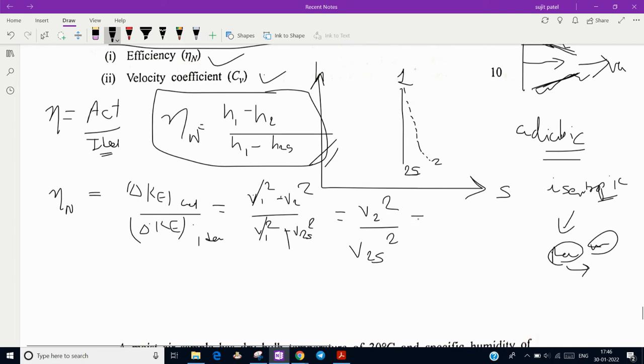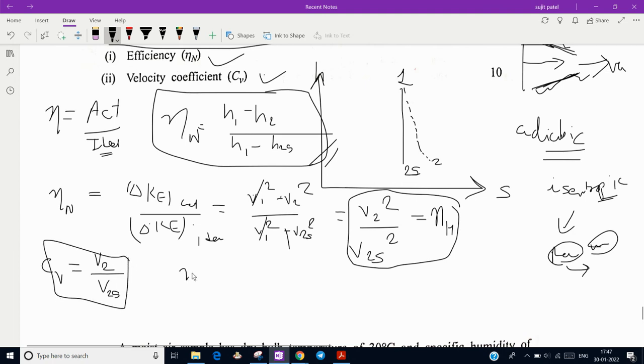So the efficiency of the nozzle can also be written as v2 by v2s whole square, where v2 is the exit velocity. Now the other one is the velocity coefficient. The velocity coefficient Cv is the ratio of actual velocity at exit to isentropic velocity at exit. And if you want to relate all this, the efficiency of the steam nozzle is equal to the velocity coefficient square. So this is the relation between them.